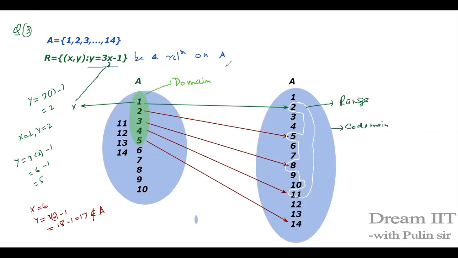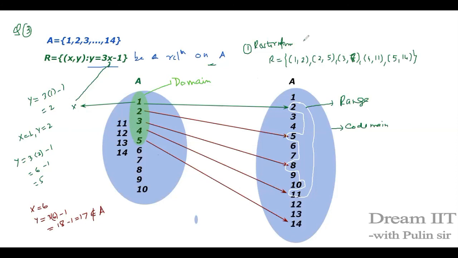So once you are given a question like this, your questions will be what? First question, you write the relation in the roster form. So roster form is ready now. How you can write? It is 1 comma 2. Then 2 is related to 5. Then 3 is related to 8. Then 4 is related to 11. And 5 is related to 14. So like this you have written.